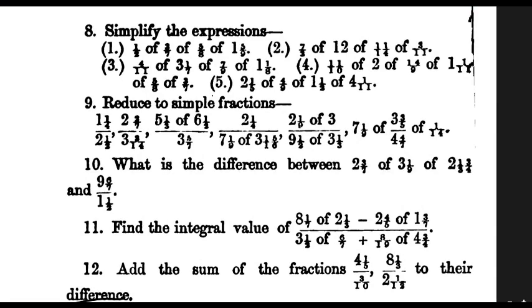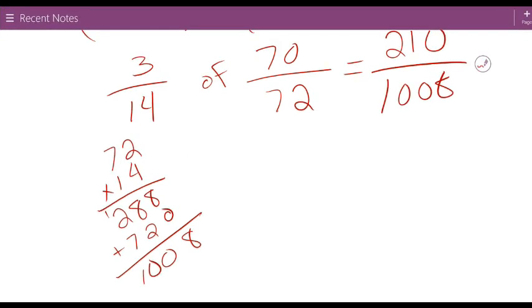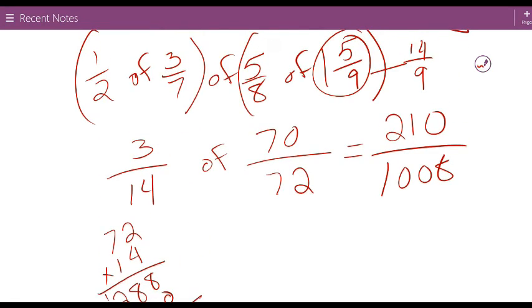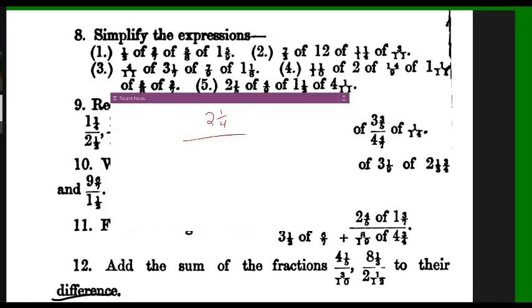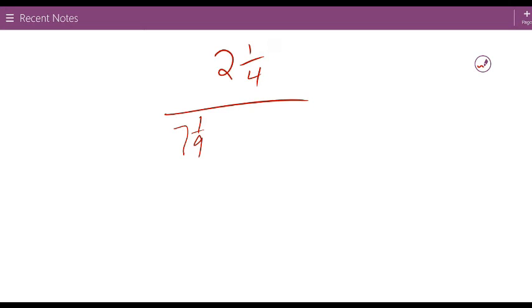Okay, reduce to simple fractions. We'll go ahead and do this one. 2 1/4. Yes, so our answer before was here. 2 1/4 over 7 and, I don't know, 7 1/9 of 3 5/16, I think is what that says. 15/16, right?